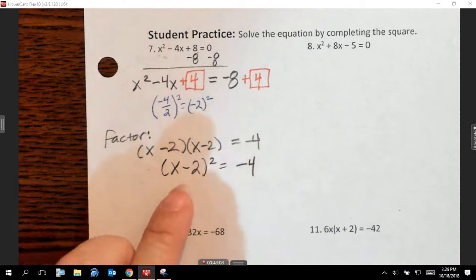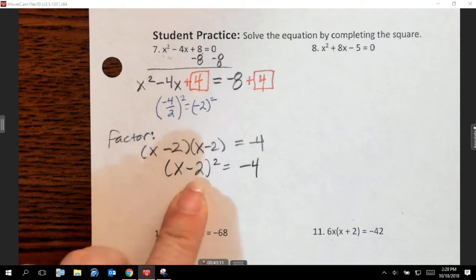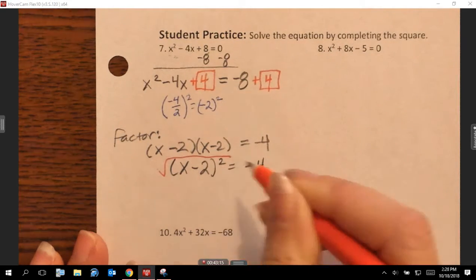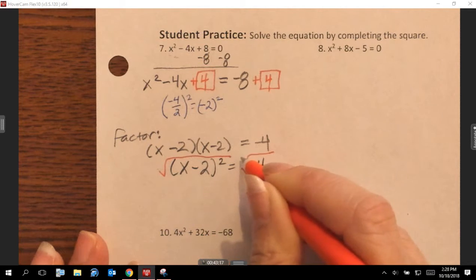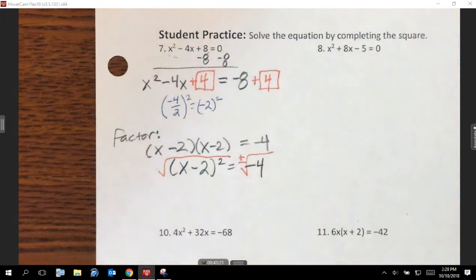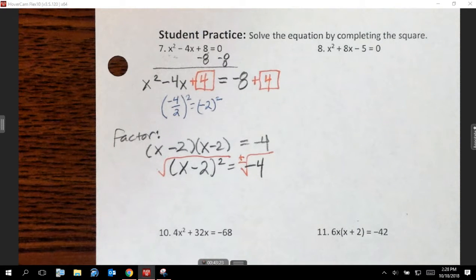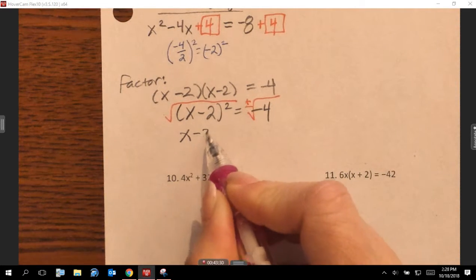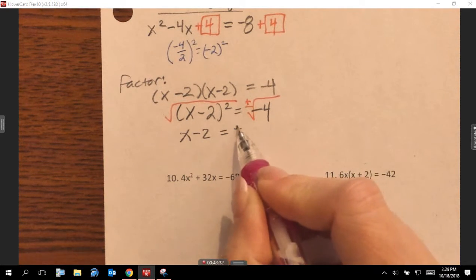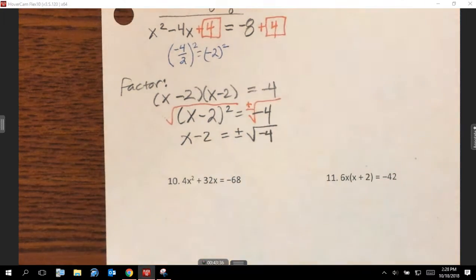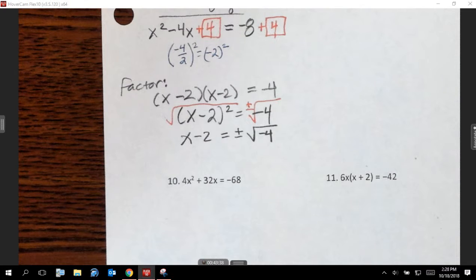Once you get to the step where you have something totally squared here, how can we undo it? Square root? And if I square root, those are buttons. x minus 2 equals plus or minus square root negative 4. Anybody want to tell me what happens next?